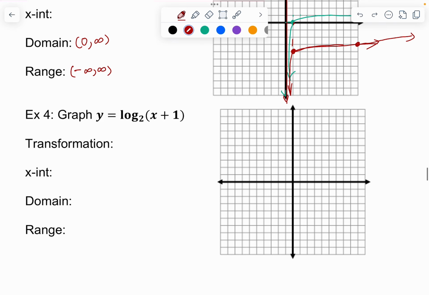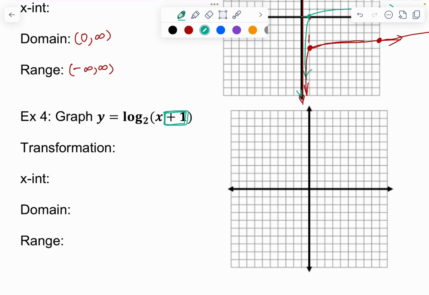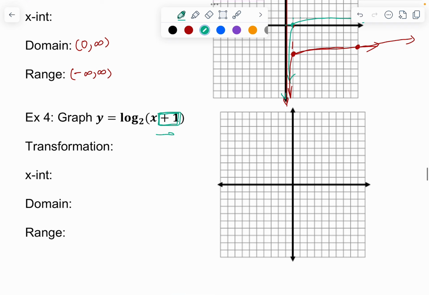Next, we have a number being added inside the parentheses. And so remember, inside is happening to x, so it's happening in the left and right direction, and it's backwards. Your x is a liar. So this looks like it should be right 1. It's actually going to be left 1. And so let's start with the parent function, and then we'll move it left 1.